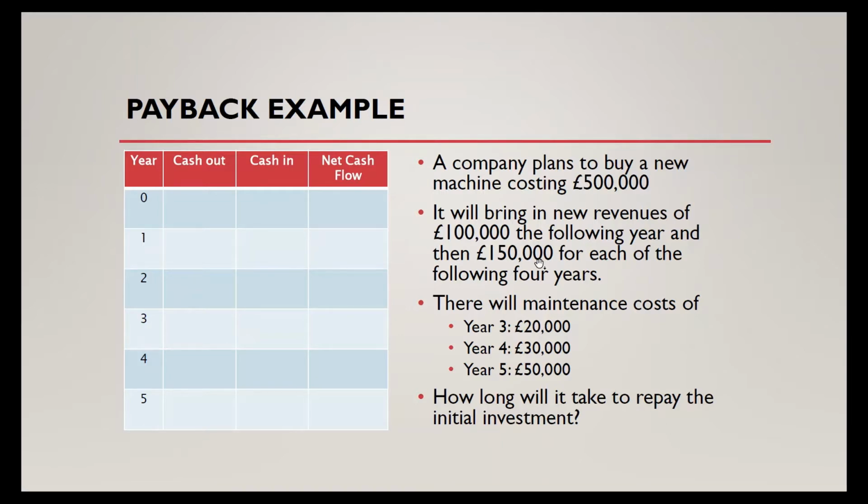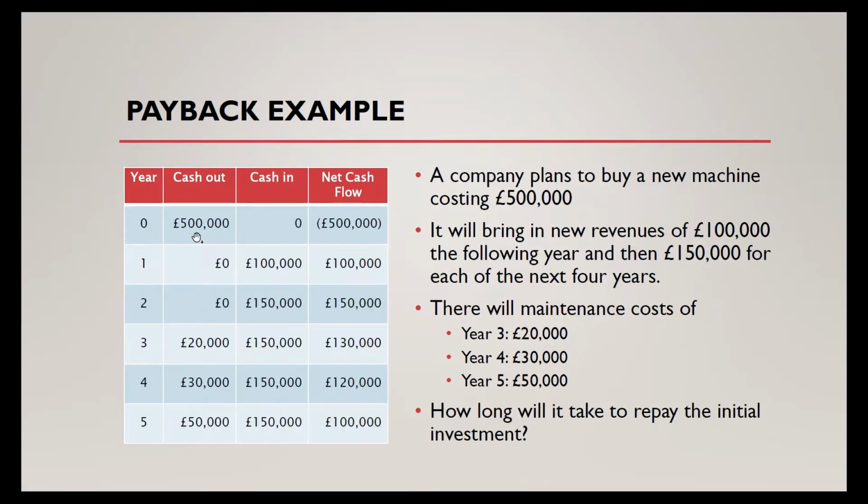However, there are some costs associated with the machine. In the third year, there will be £20,000 of maintenance cost. Year 4 will have £30,000 of maintenance cost, and year 5 will be £50,000. Now the question for you is, using the payback method, how long would it take to repay the initial investment of 500,000? So let's have a look at this example.